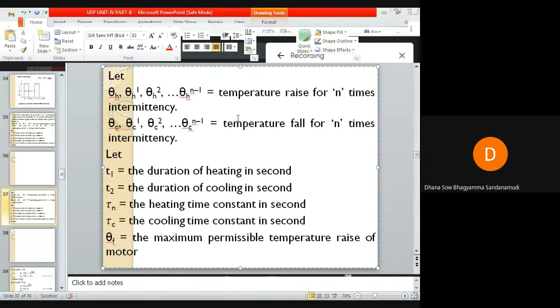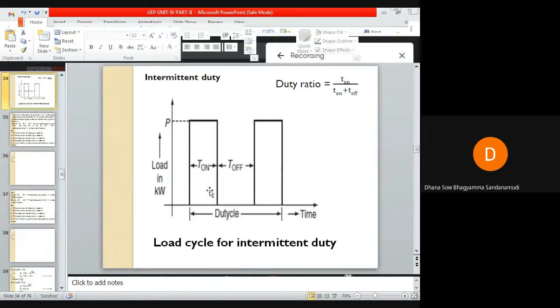Our aim here is to determine the maximum temperature attained by this intermittent load. Just now we have seen the load cycle here. It has T on and T off, and all the T ons will be the same, and all the T offs will also be the same.